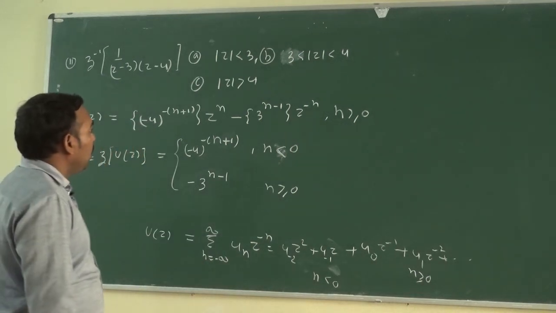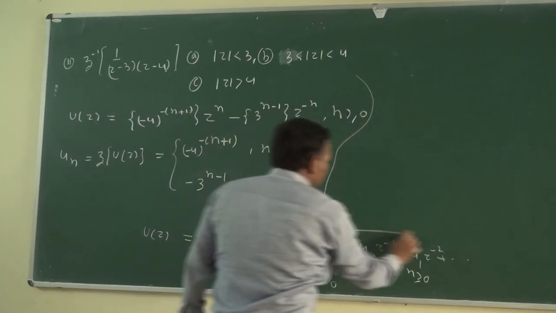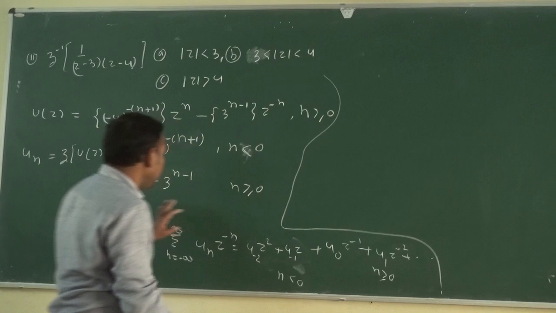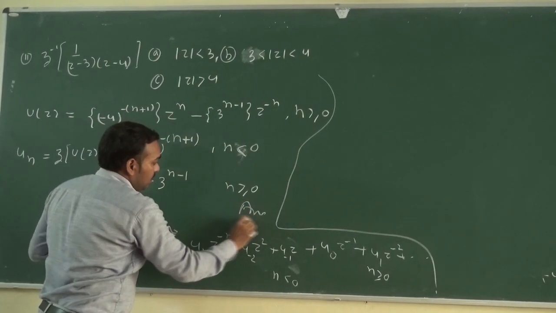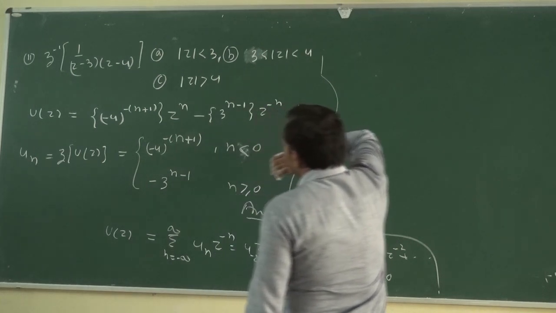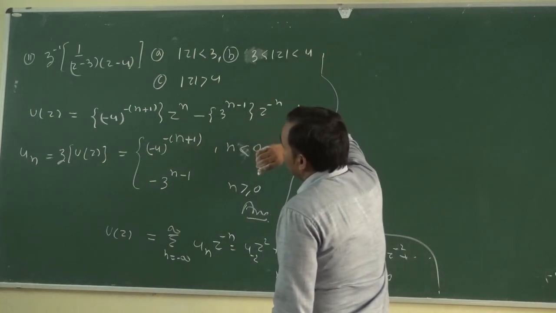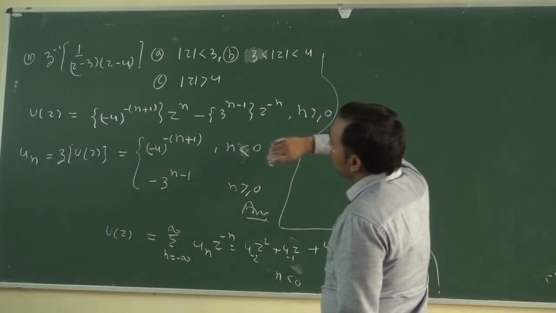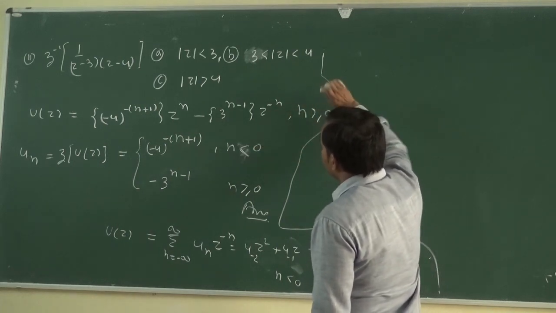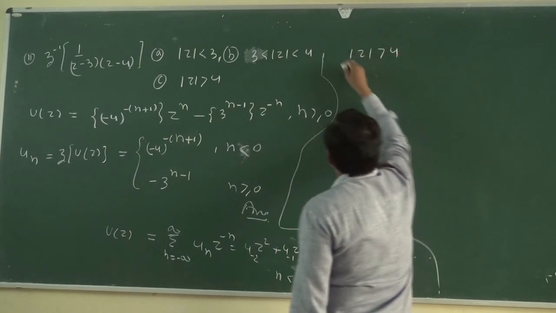Now we want to find, finally we can say we get the answer here. Now if we find the power series, we now want to discuss the inverse z transform for mod z greater than 4.